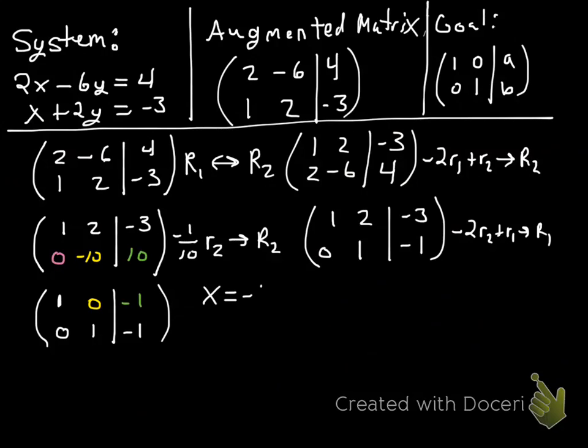And we'll have x is negative 1 and y is negative 1. Okay, and our ordered pair is negative 1, negative 1. And let's do one more. We'll do an augmented matrix of a 3 by 3. And this one's going to take a little bit more because there's just more stuff to do.